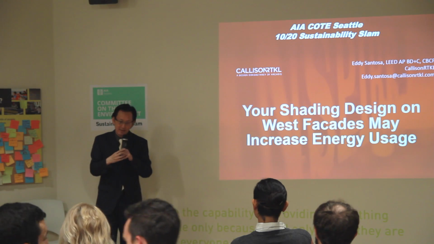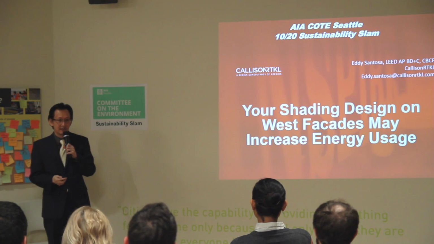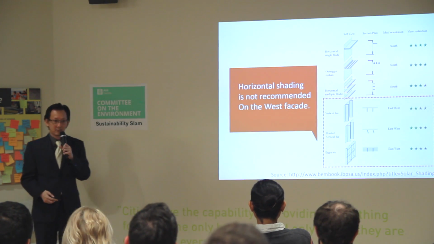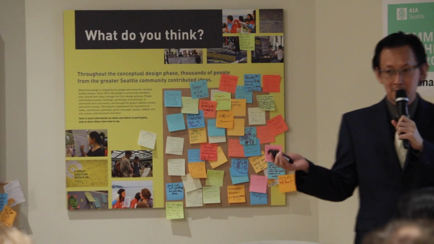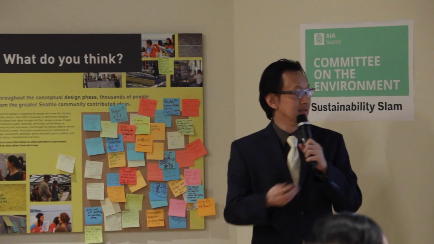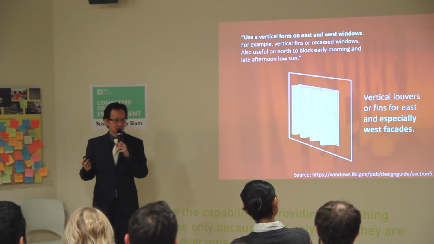Today I will make a presentation about shading device design on the west facade. Typically, when architects design a shading device, they always follow a rule of thumb. As you know, the rule of thumb for the west facade is typically to use vertical fins, right? Nobody teaches you how to use a horizontal fin on the west facade.